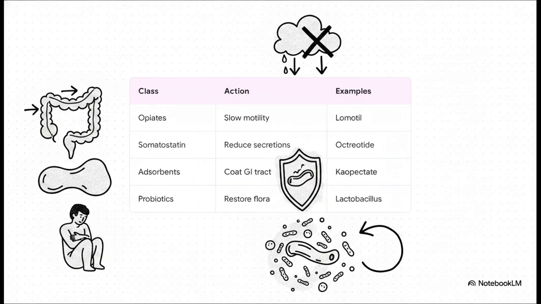For severe diarrhea, we have to step it up to somatostatin analogs like octreotide, which actually work by reducing intestinal secretions. Then we've got adsorbents like kaopectate, which simply coat the gastrointestinal tract to calm things down. And finally, sometimes the issue is just an imbalance, which is where probiotics like lactobacillus come in to restore your normal intestinal flora. This is a super common fix for travelers' diarrhea.